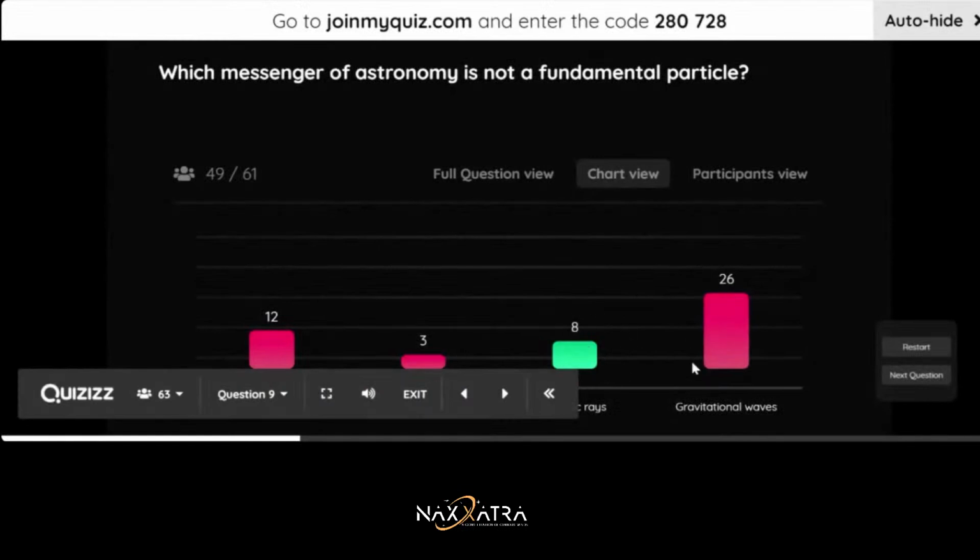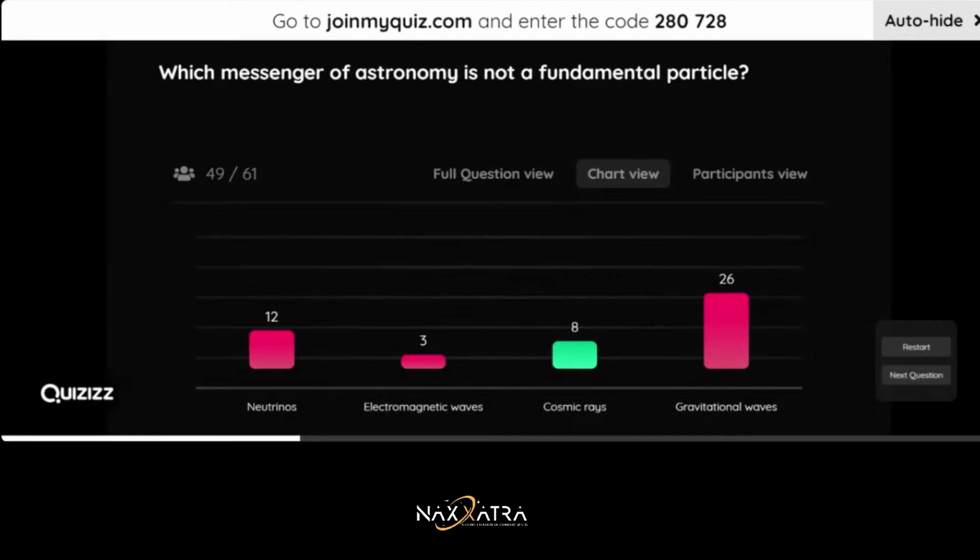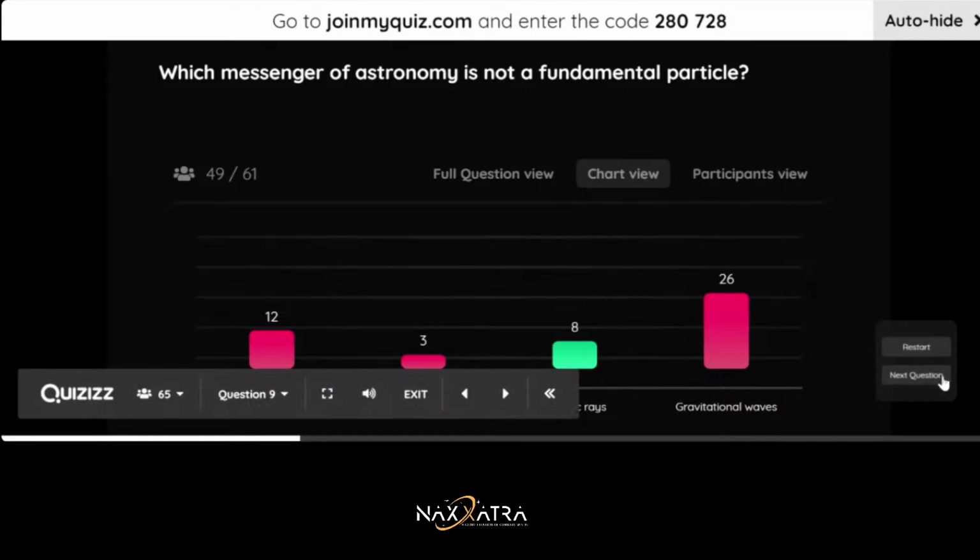Many have said gravitational waves, but why is that not a correct answer? Because we have a theory which is not experimentally detected but theoretically sound. That is, gravitational waves have this quantized particle called gravitons. But cosmic rays, clearly, have nuclei of heavier atoms. Those nuclei have neutron and proton. So they are the correct answer, because neutron and proton are not fundamental particles. So next question.